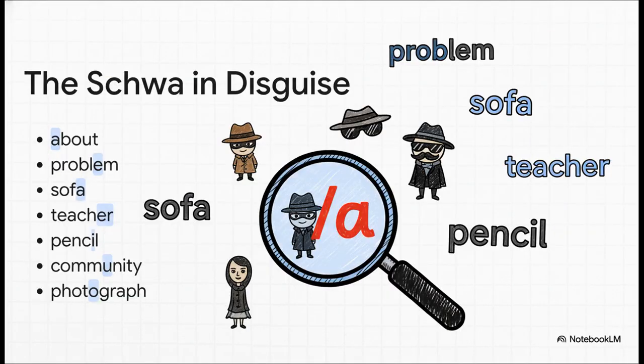And what's so amazing about the schwa is that it can be spelled with literally any vowel. It's the A in about, the O in problem, the I in pencil, the O in photograph. It's like this little chameleon hiding everywhere, in pretty much every word that has more than one syllable. It is the secret engine that makes English pronunciation work.